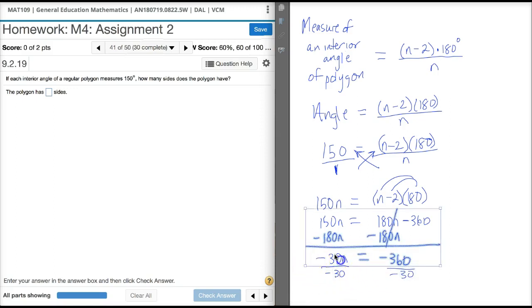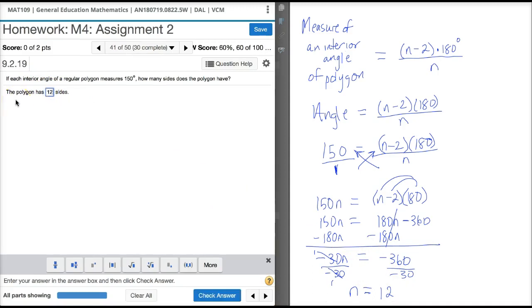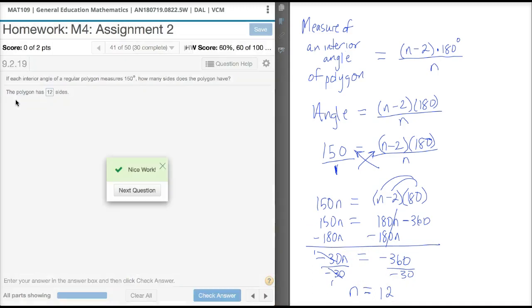And so here, negative 30 divided by negative 30 is 1, and 1 times n is n. And here, if we take negative 360 and divide it by negative 30, we will end up getting a positive 12, because we know negative divided by a negative is a positive. And so for this one, the polygon will have 12 sides.